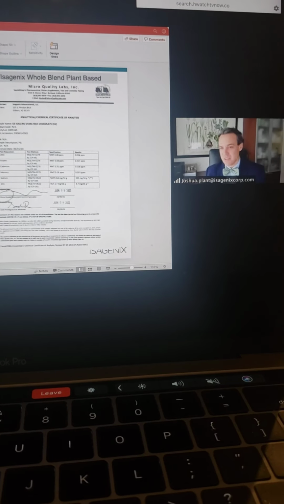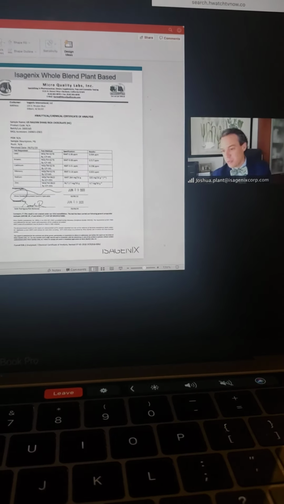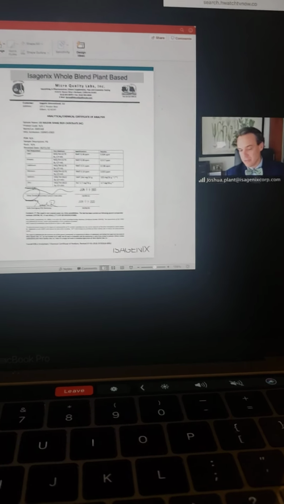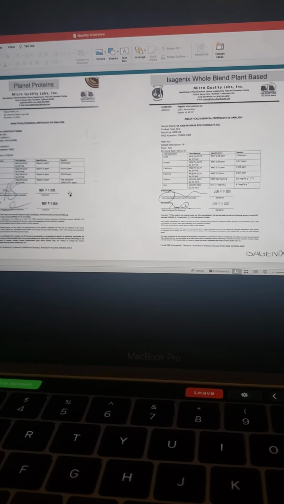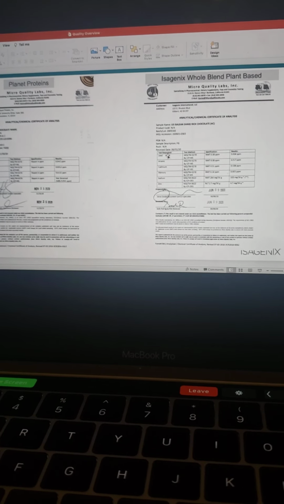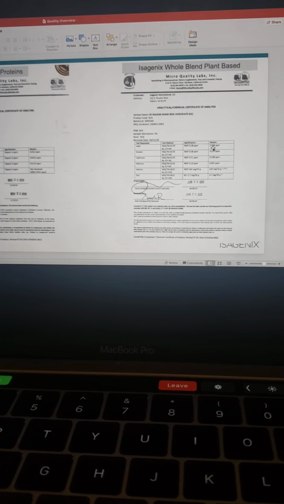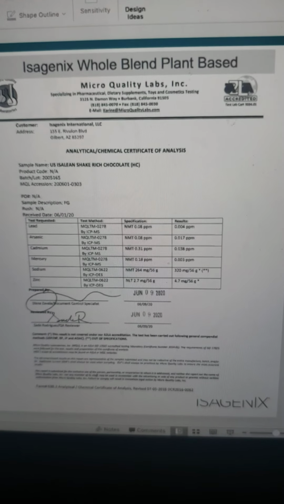Now, here is one I picked, because they only put one C of A on of a particular flavor. I found one. This is a plant-based. This is the whole blend plant-based one. And you'll notice, here's the lead, 0.004 parts per million. Look at theirs, 0.042 parts per million. So you'd quickly say, oh my goodness, Isogenics is 10 times less. Yeah, you could say that.